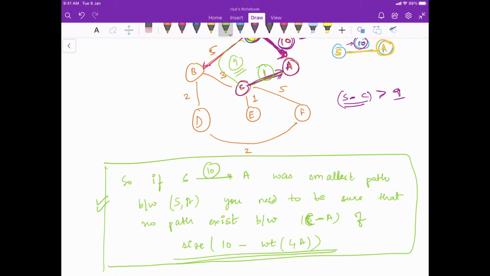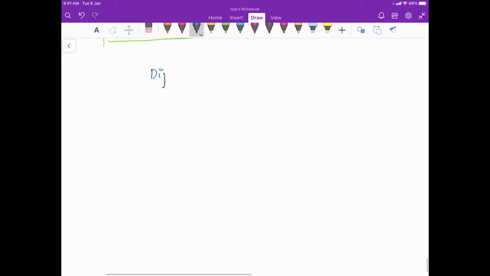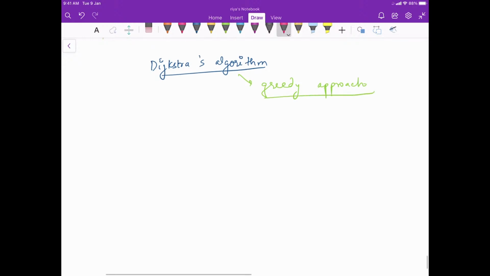And this is the underlying idea, right? The underlying idea for Dijkstra's algorithm as well. We always choose the shortest node, and for Dijkstra's algorithm we will use a greedy approach. Now how will we apply that greedy approach to find the shortest path?